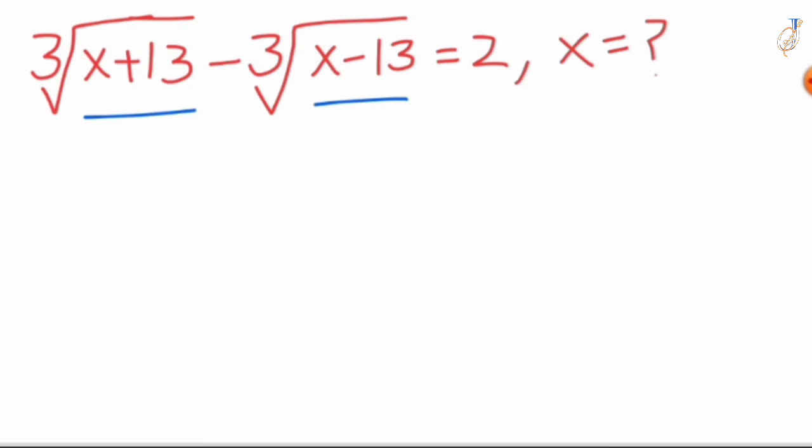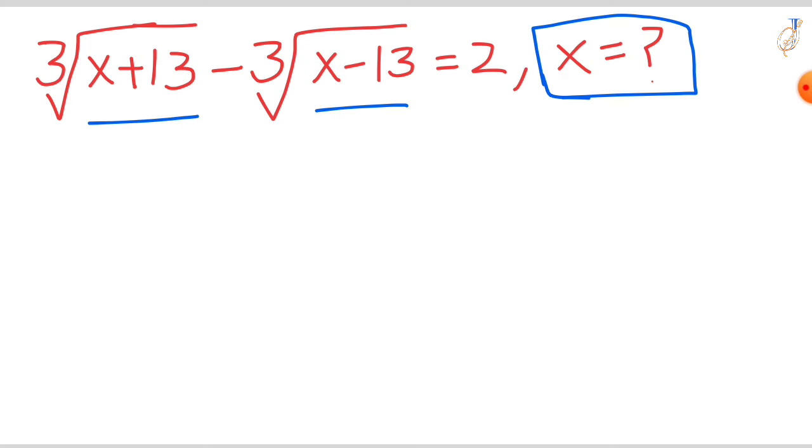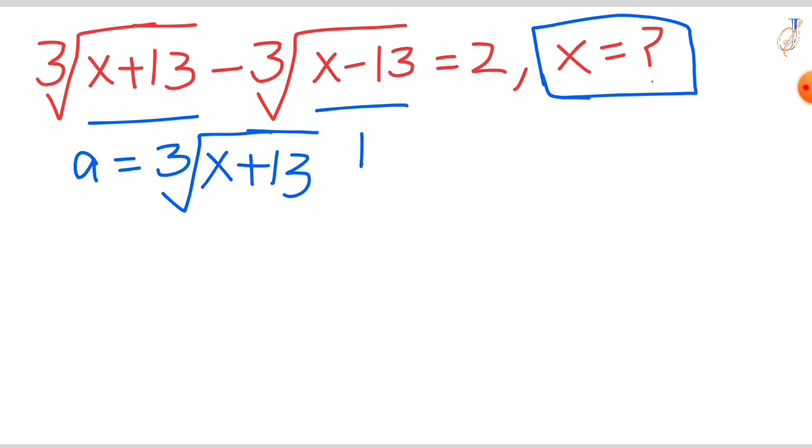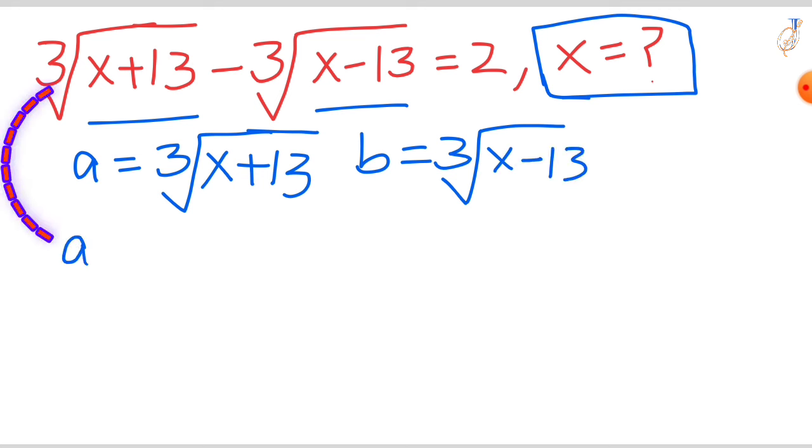Today's math question is: cube root of x plus 13 minus cube root of x minus 13 is equal to 2. Find the x value. In the question we have a cube root, which seems a bit complicated. To make it easier, let us assume a equals cube root of x plus 13, and b equals cube root of x minus 13. Then our equation turns into a minus b equals 2.